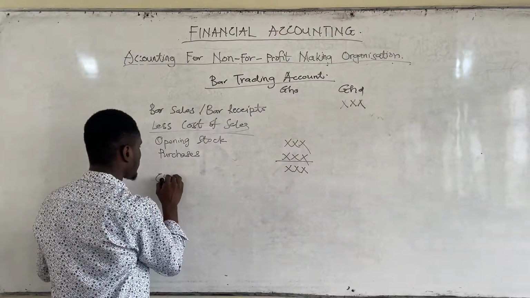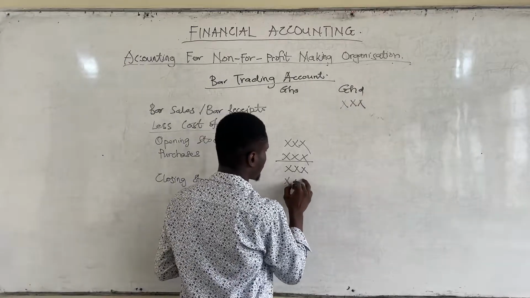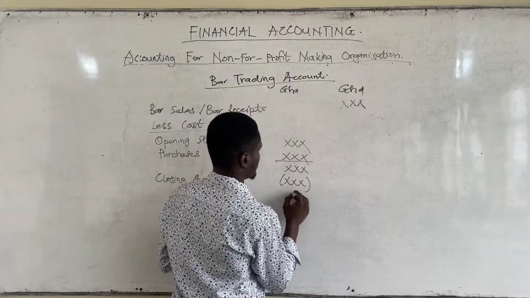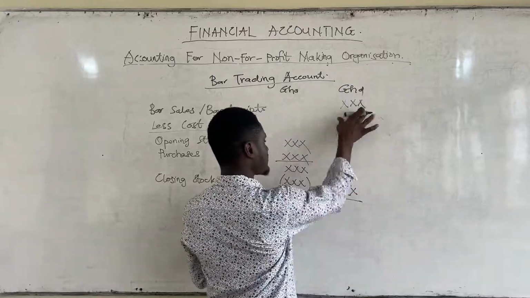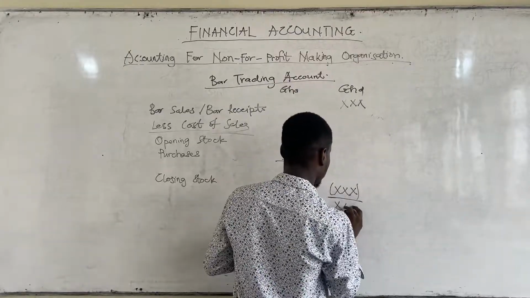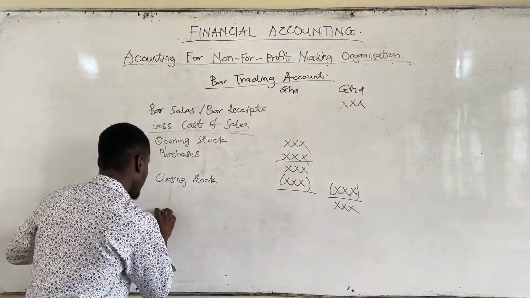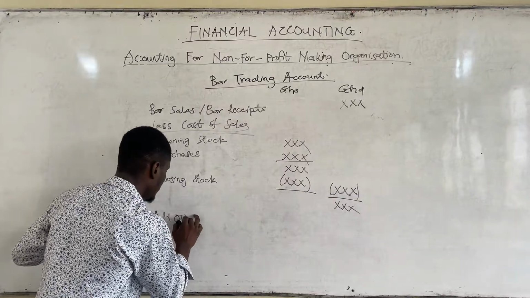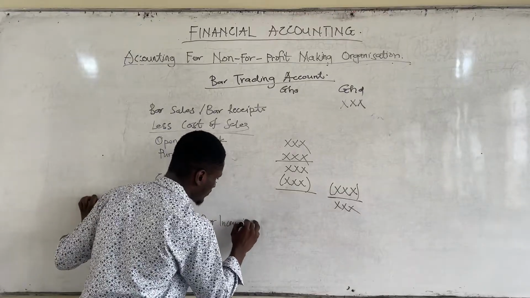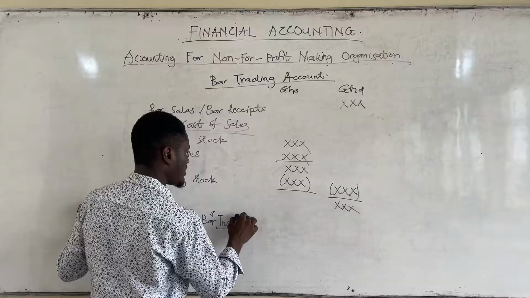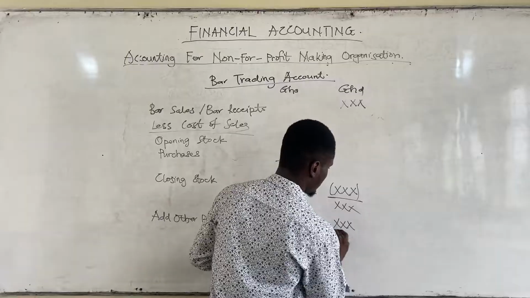Then you less your closing stock. Good. Then what you are getting will be here. You less this from this to get your bar income. Good. So if there are any other bar income, you add it to this. If I say income, they can be many. So if there are any other bar incomes, you add it to this amount.